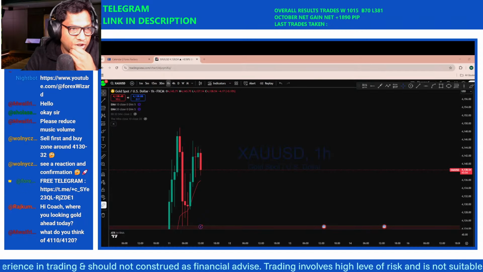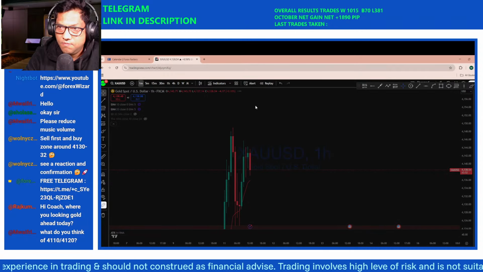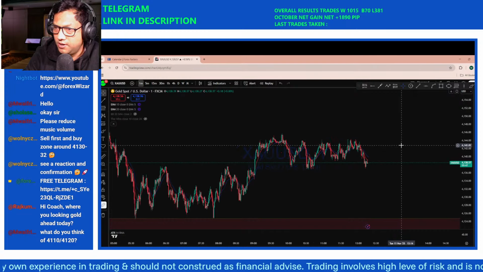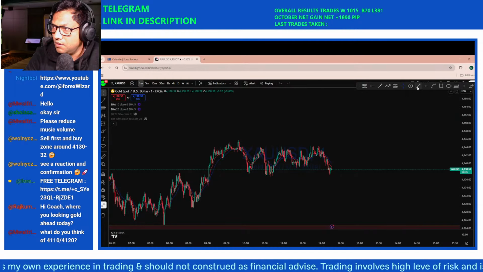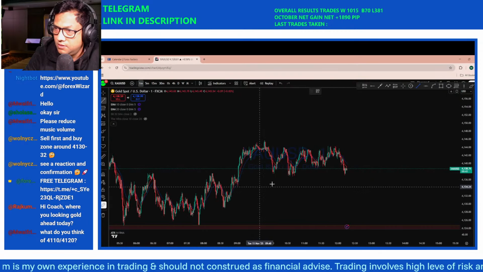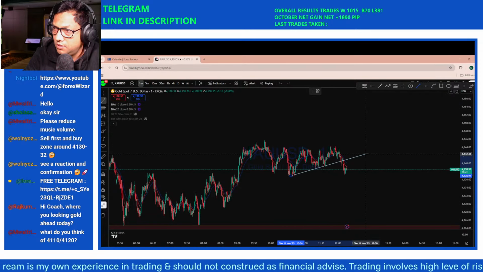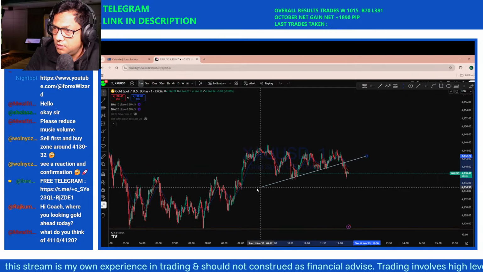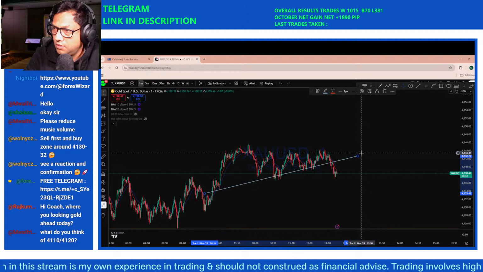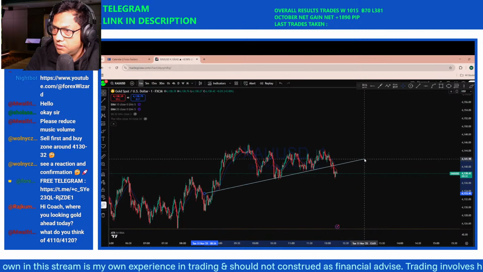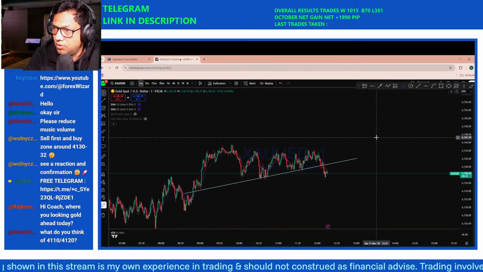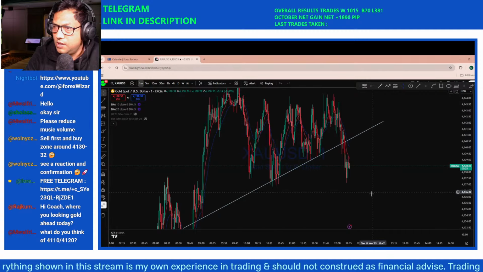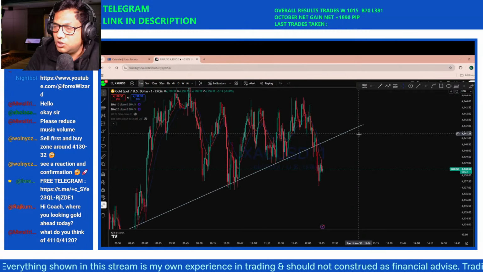Because if the market shows that, okay, so this is where the key support level is, this is where the support level is, and from this zone there are two possible scenarios.